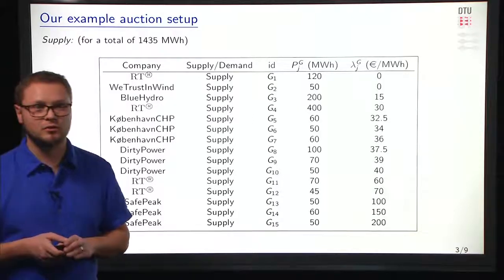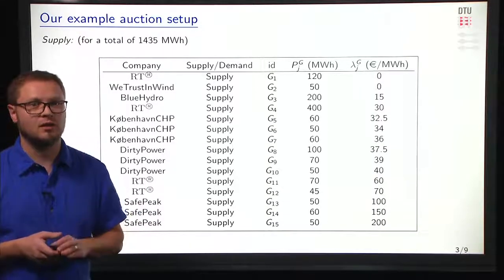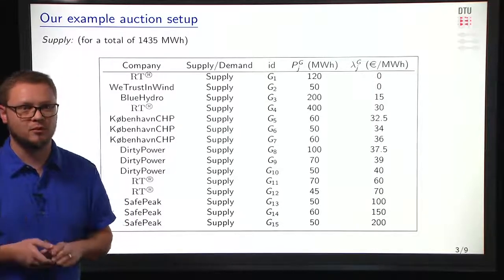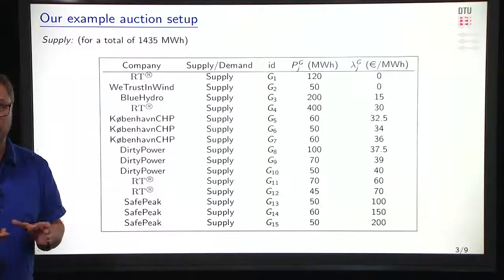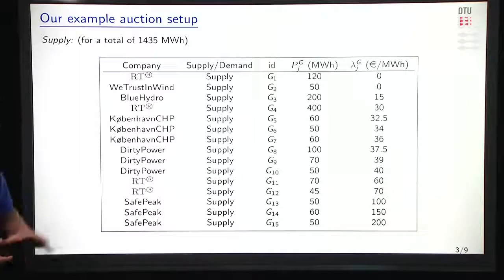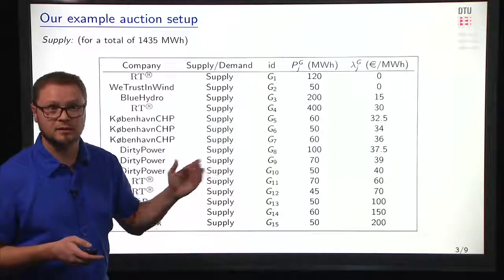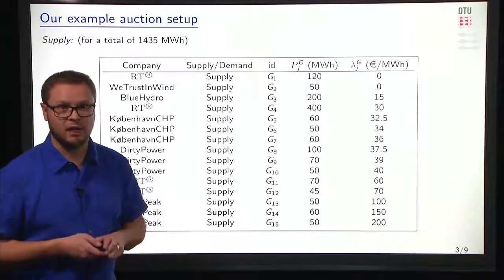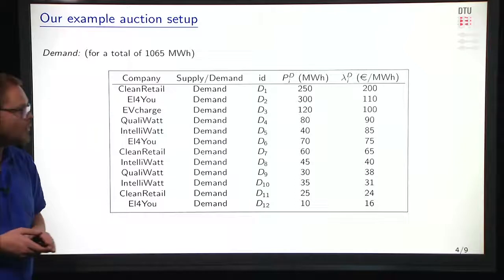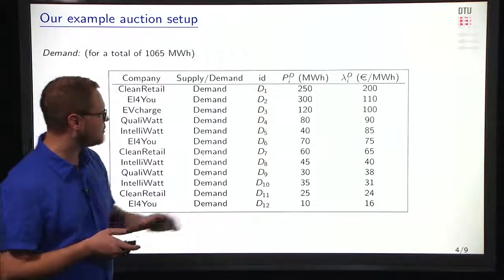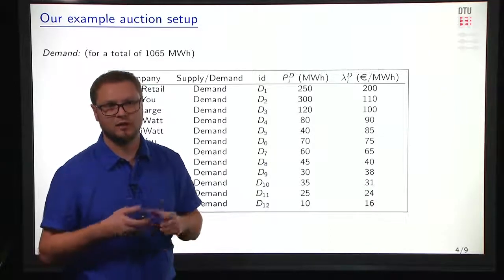But first of all, we're going to use the same example auction setup from the previous block so as to exemplify and illustrate what's happening with these various approaches to settlement. On the supply side, you recognize the various companies that we met before, Rogue Trading, We Trust in Wind, etc., with their various supply offers in terms of a quantity and a price. This is the price they are ready to get paid to supply energy through the market. On the demand side, similarly, we recognize the companies that we've met before with their various consumption offers in terms of an amount and a price. This price is the price they were ready to pay per unit of energy they could consume through the market.